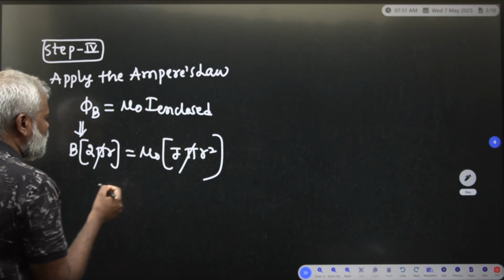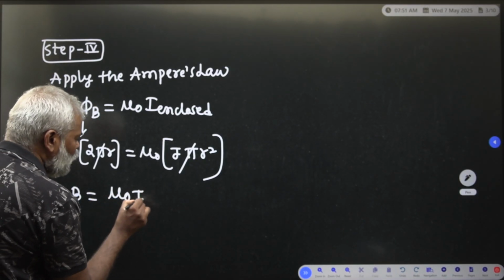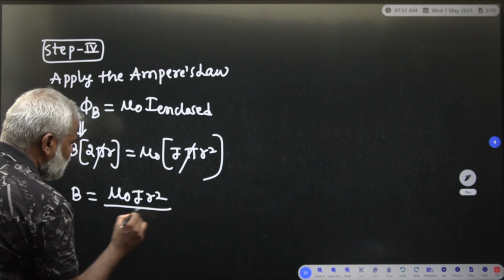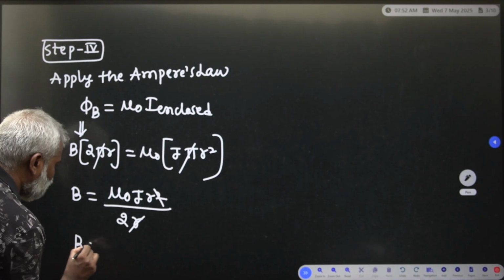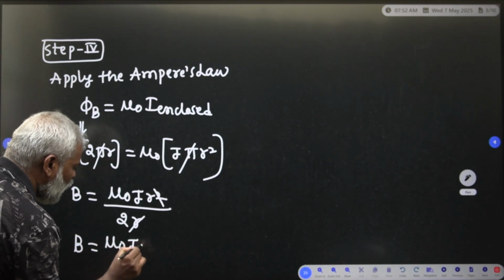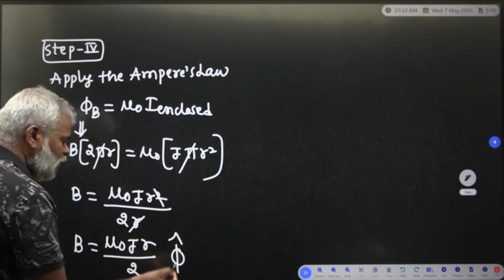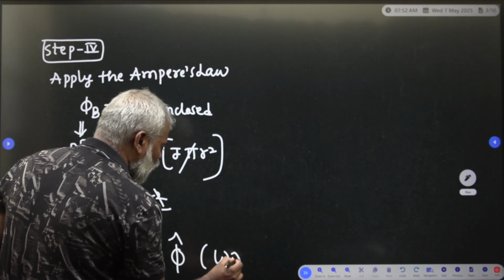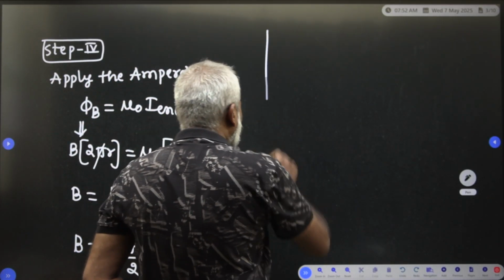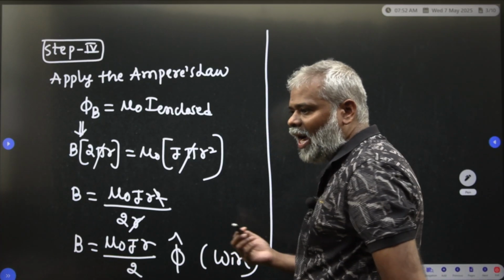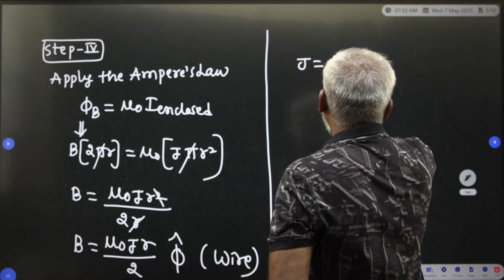Pi and one r get cancelled. Therefore the magnetic field is equal to mu naught j r square divided by 2r. One r gets cancelled. Therefore B is equal to mu naught j r divided by 2. Along which direction will it go? Because it is a wire, you have to take it as the phi cap direction. But you know that, instead of j we can write j is equal to I by A.